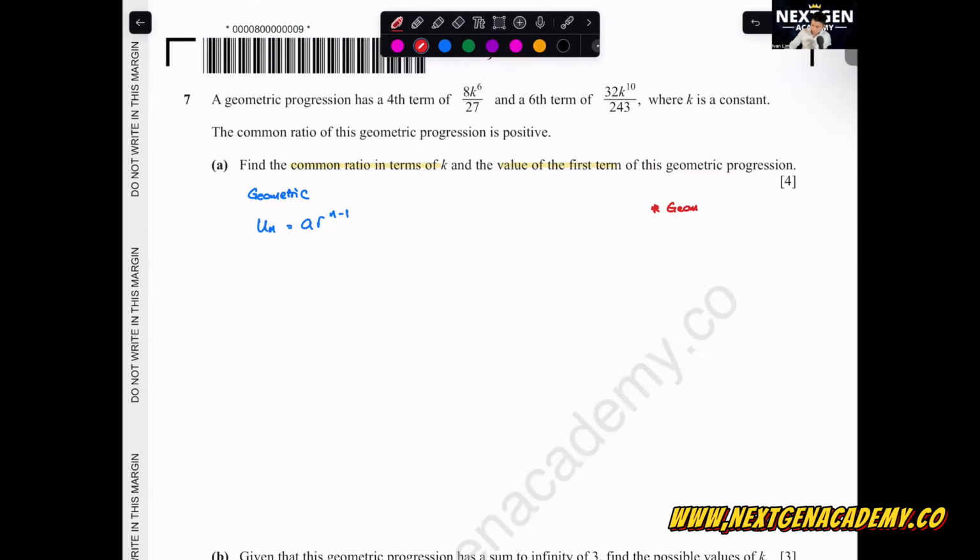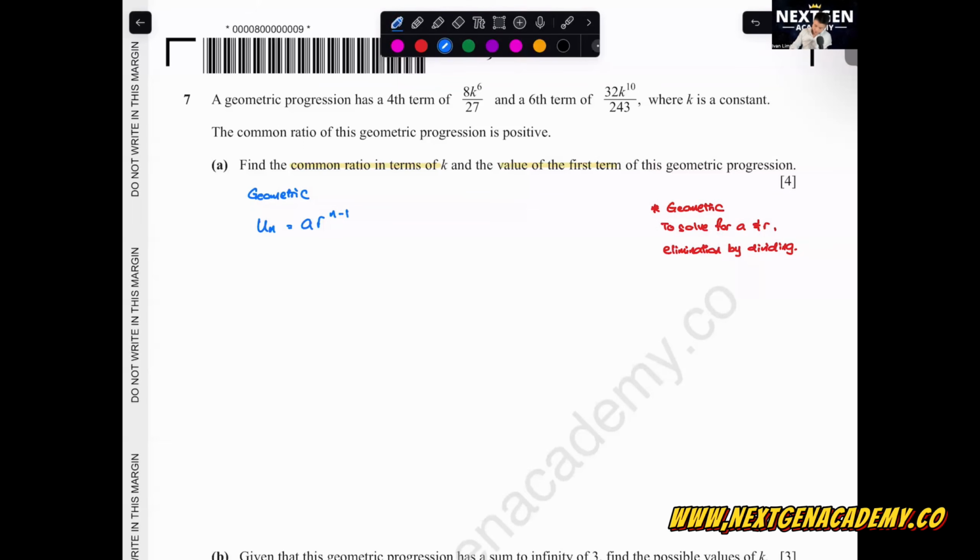For geometric, to solve for A and R, it will be elimination by dividing. Don't go and do a simultaneous equation by doing substitution. Okay, it will be longer, the steps a bit more confusing. The most straightforward one, you just take the two equations, divide by each other.